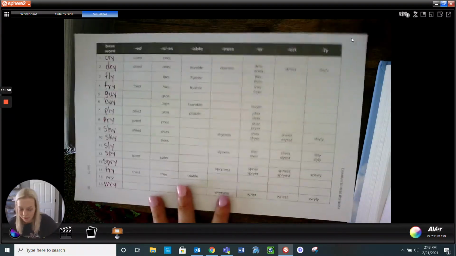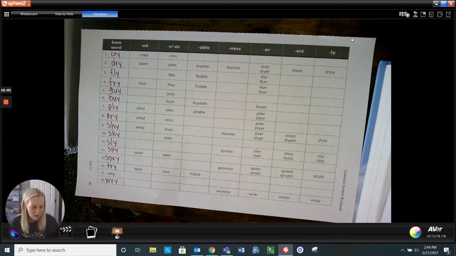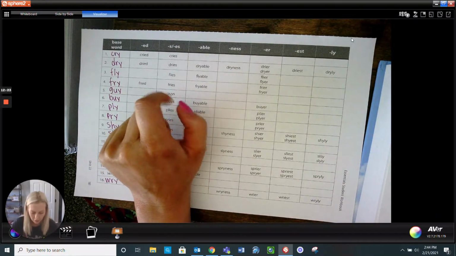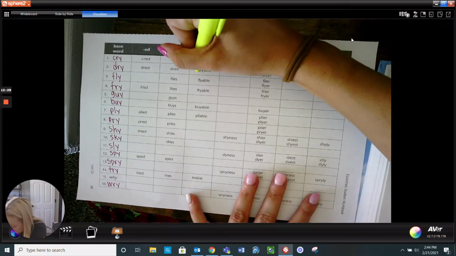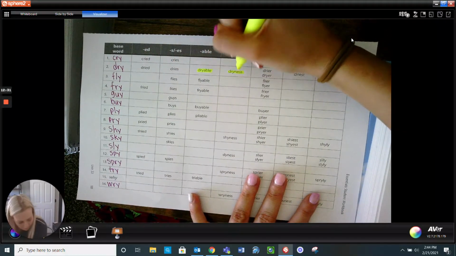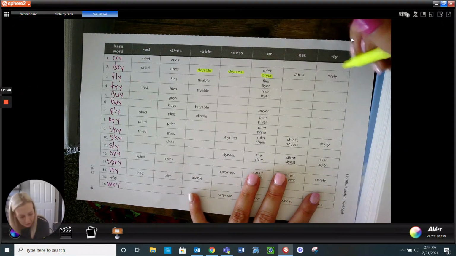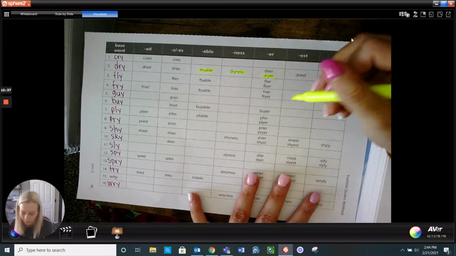Oh, nope, not back in the book yet. I forgot we got to do step 2. So we just did step 1. Now we have to do step 2, which is highlight the words that do not follow the rule. Single vowel Y changes to I when adding any ending unless the ending begins with an I. So which ones are our exceptions to that rule? We don't have any in cry, but we do have some in dry. Dryable, dryness, dryer, the bottom one, and dryly do not follow that rule.